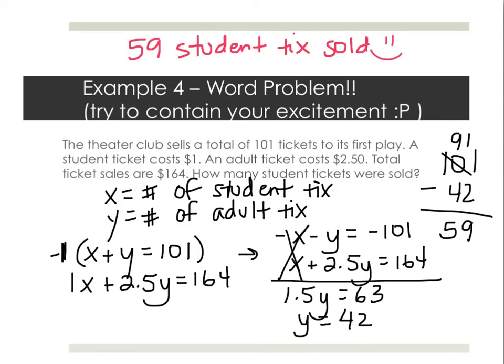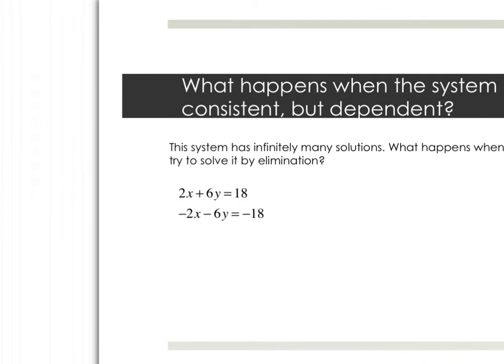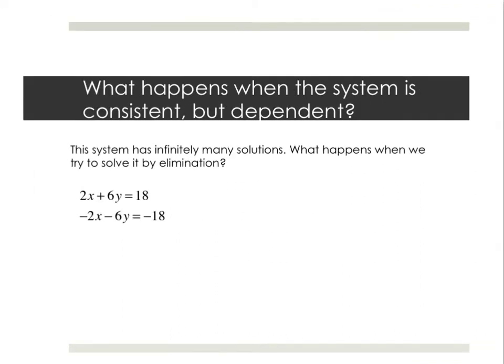Let's look at what happens when you don't have a single solution, but you have one of those other two circumstances when you have a system of equations. Alrighty, what happens when the system is consistent? So there is a solution, but it's dependent, so it's actually infinitely many solutions. Well, it's not going to look quite this perfect, but let's look at what happens with this one. Whoops, sorry about that. Let's look at what happens with this one.